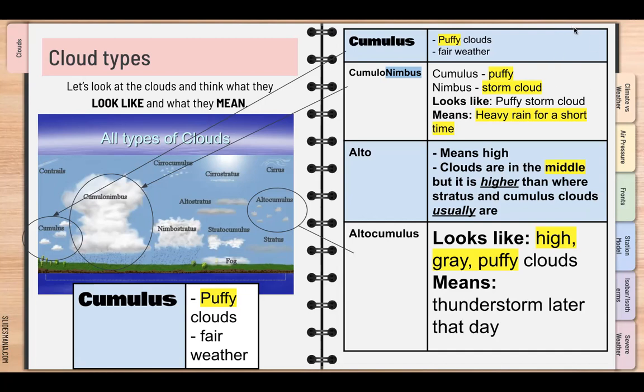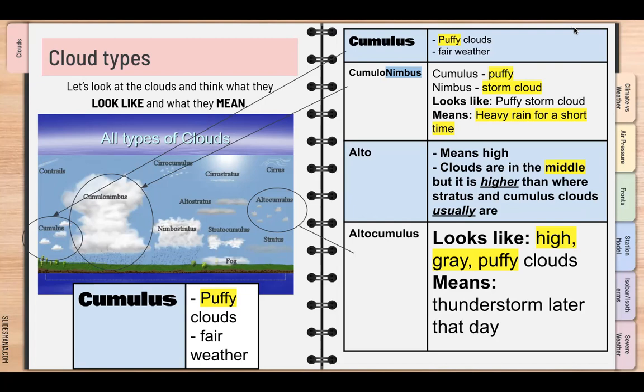So again, we can have a cumulonimbus cloud. So a cumulus cloud, again, we just talked about, is a big puffy cloud. But then when we add nimbus to it, nimbus means a storm cloud. So a cumulonimbus cloud is going to be a big puffy storm cloud. So when we see these type of clouds in the sky, we can anticipate heavy rain for a short period of time. We can also have an alto cumulus cloud.